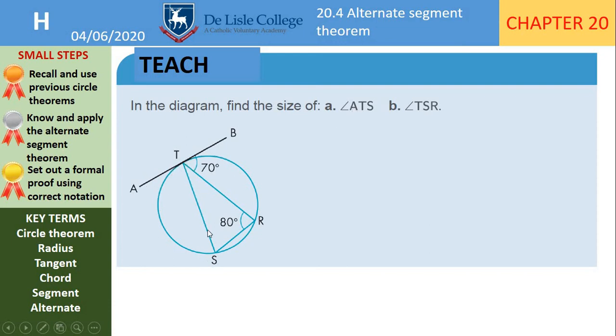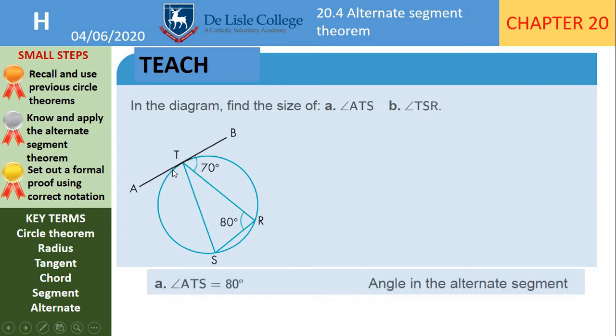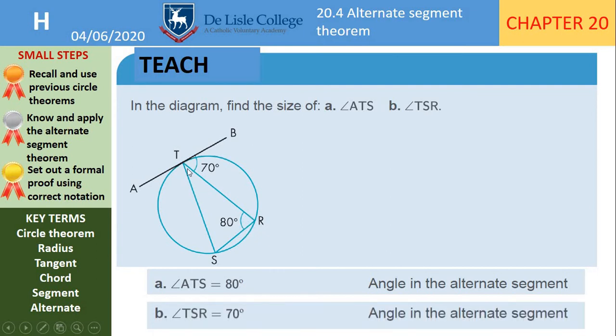Here's the chord that splits the triangle. So here, this is equal to this angle here by the alternate segment theorem. So angle ATS is 80, so this is the same as this one here. Then angle T to S to R, we can then find that one. So that is in the alternate segment to that 70. So it's kind of in the opposite. So the furthest angle in the triangle is equal to the angle in the opposite segment, the alternate segment between the tangent and the triangle. So that one was 70 degrees.